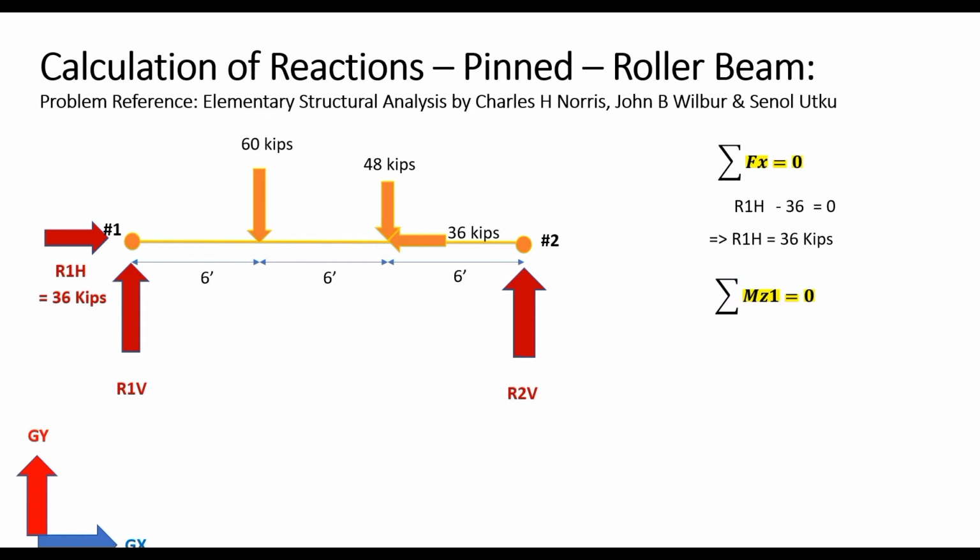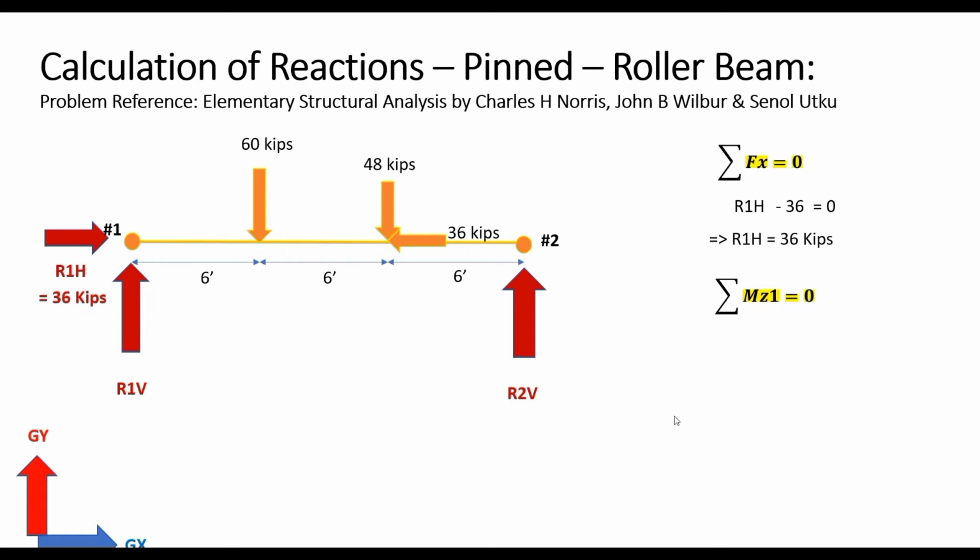So remember that the global x and global y axes are actually located at node number 1, being the global axis origin. This also means that the global z-axis is coming out from node 1, out of the page towards you. So if we take the summation of the moments of all the forces about the global z-axis at node 1, that has to be equal to 0, and this is what is represented by this equation. So let us take the moments.